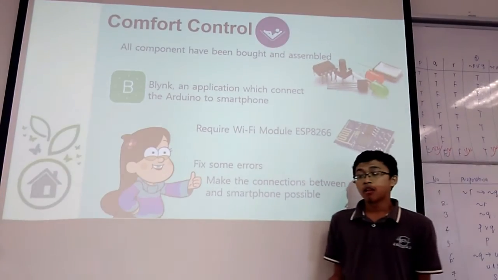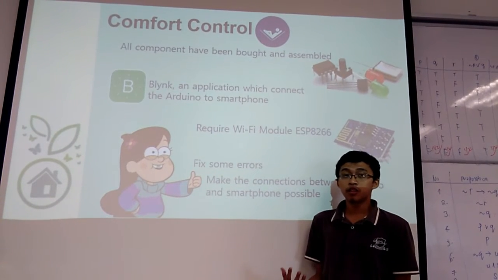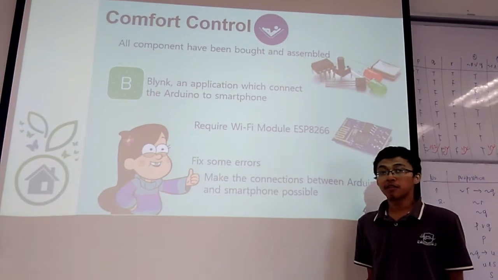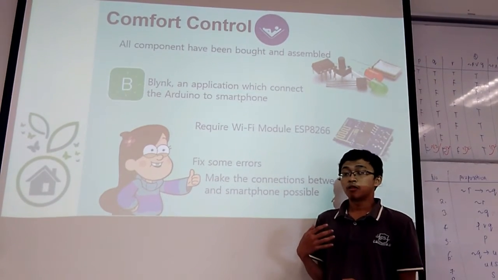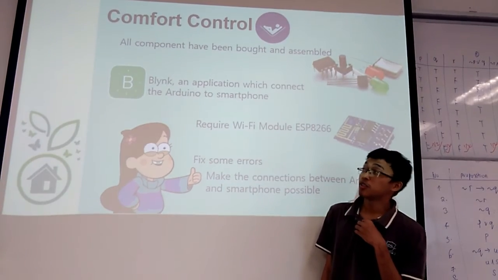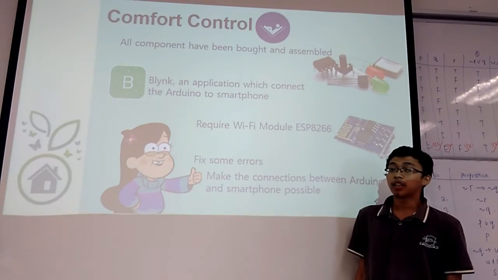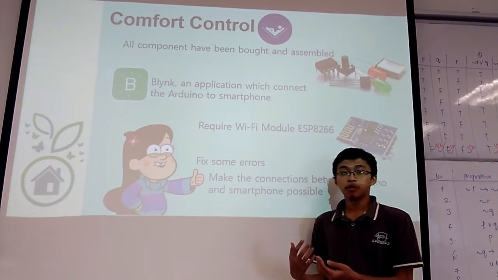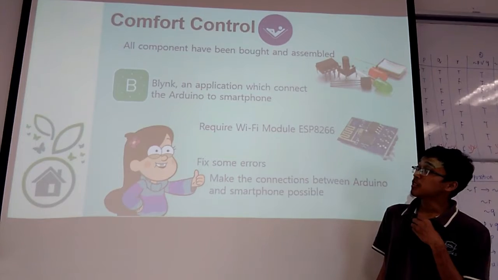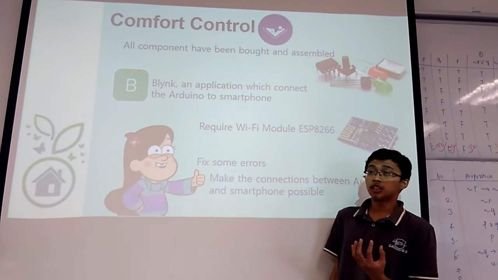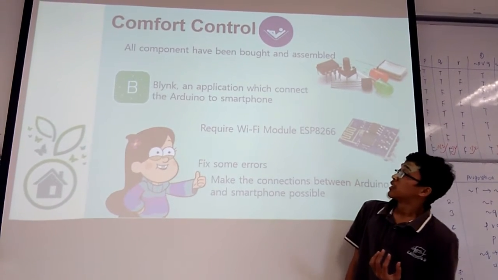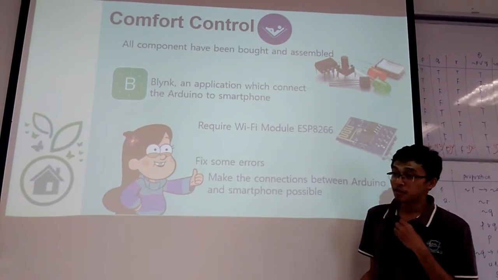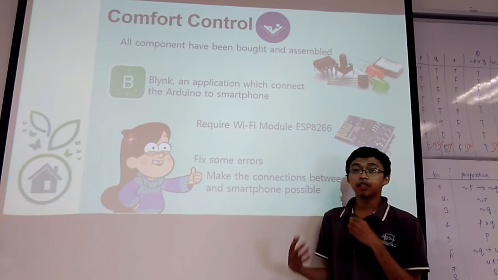For comfort control, as for now, we have bought all the components that are needed for our project. And for our project, we have concluded in our discussion to use Blynk. It is an application with which you can interface the smartphone with an Arduino. So Blynk requires a Wi-Fi module called ESP8266. So of course, we have done something with it too.